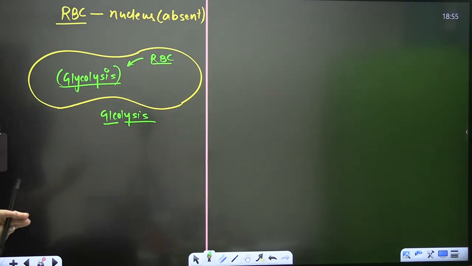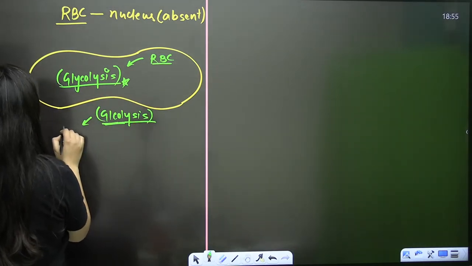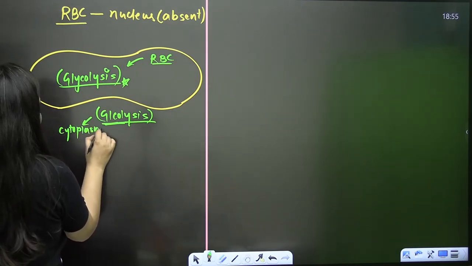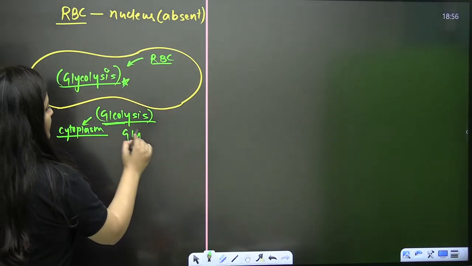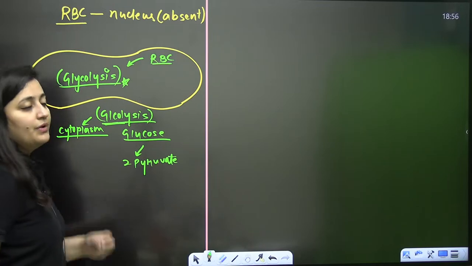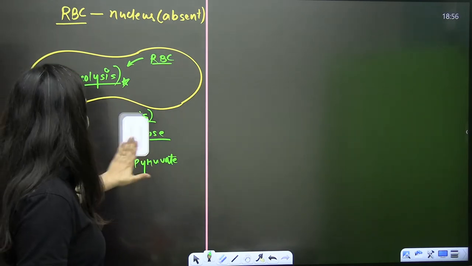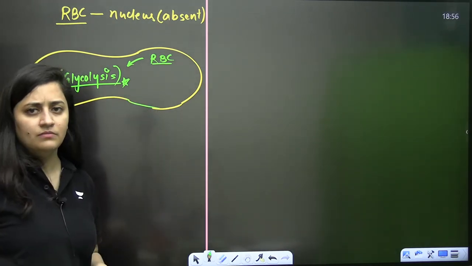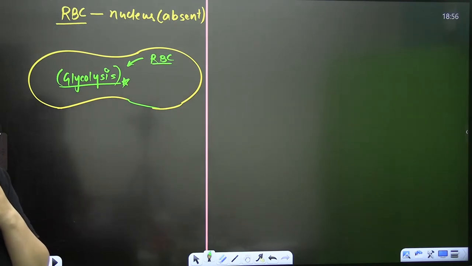Is that clear? Yes or no? So here, what is going to happen? The enzymes of glycolysis are present. So glycolysis is going to take place here. It is an oxygen independent process which takes place in the cytoplasm. Glyco means glucose, lysis means breakdown. So there will be the breakdown of glucose, and that's how the RBCs are going to get their energy. But the enzymes for the Krebs cycle are absent here. Even there is no mitochondria, of course. Any other doubt?